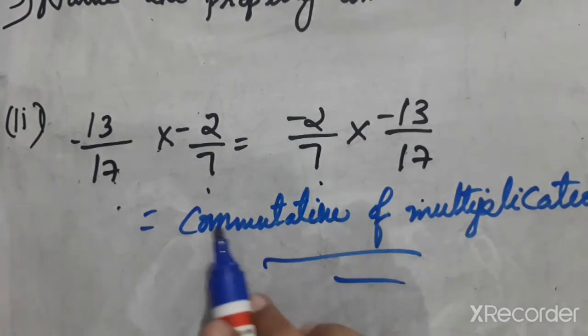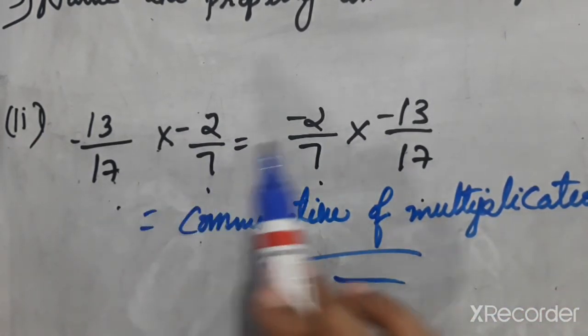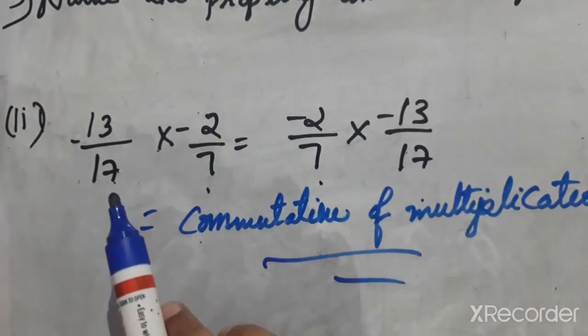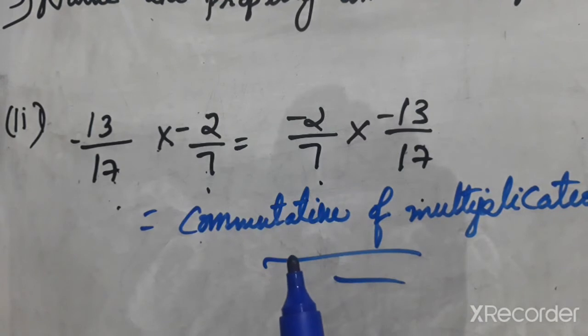So this is which property? This is commutative of multiplication, because a into b is equal to b into a, just reversed. The first term is now here as the second term, and the second term is now here as the first term. Commutative of multiplication.